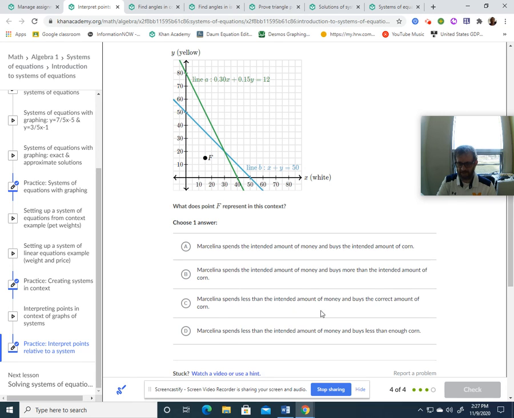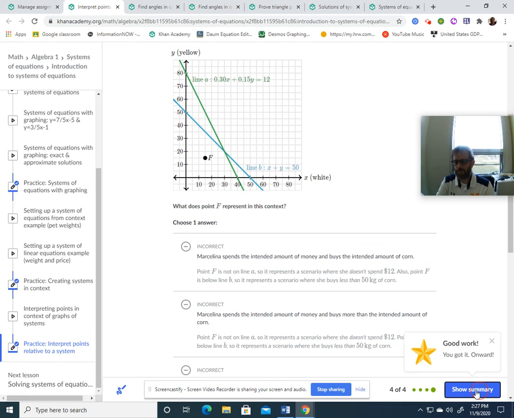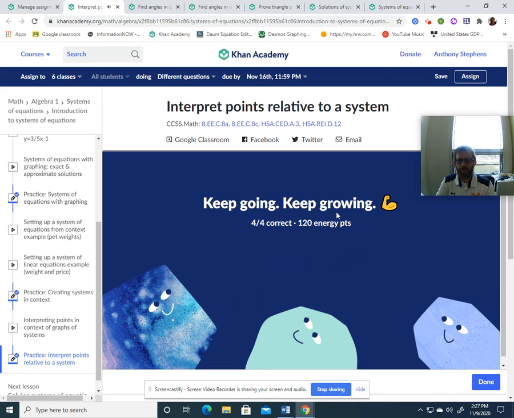Marcelina spends less than the intended amount of money and buys the correct amount of corn. So again, you're talking about spending less, so you'd be here. You got the correct amount of corn, but you spent less than what you wanted to spend. Marcelina spends less than the intended amount of money and buys less than enough corn. That's what we did. We're below both of them. All right, 2 down.